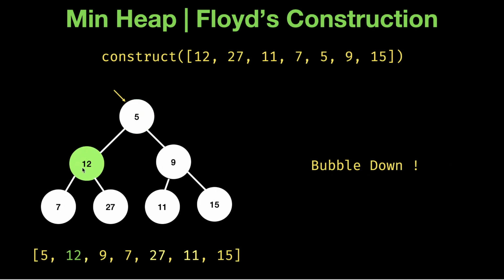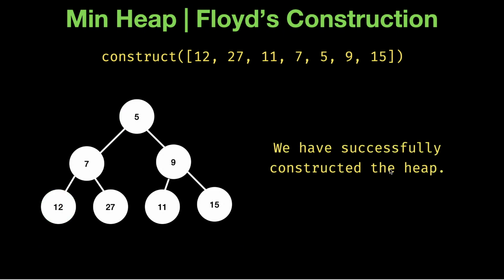Okay, now again we see 12 is not less than 7, 12 is less than 27, but 12 is not less than 7. So basically what we will do is we will swap 7 and 12. So 7 goes up, 12 comes down, and then finally we see that we have successfully constructed the heap. This algorithm is quite surprisingly O of n.